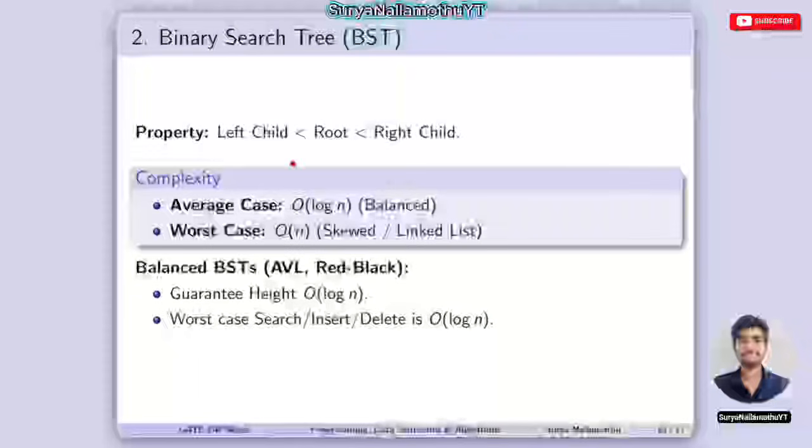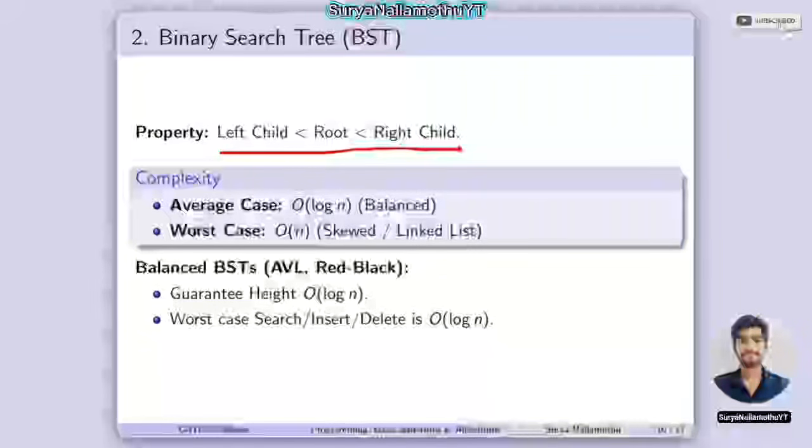Next, this is the binary search tree. Left child less than root less than right child. It means this is the path we need to go: left, root, right. This is the increasing order we follow. The average case is O of log n. For the worst case, it happens that O of n. For a balanced binary search tree, the guaranteed height is O of log n, and the worst case is O of log n.